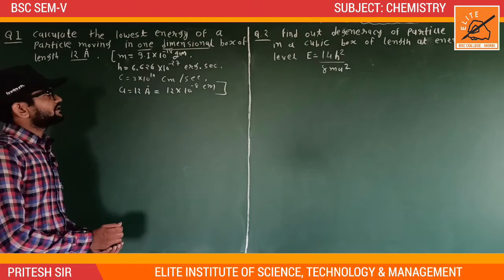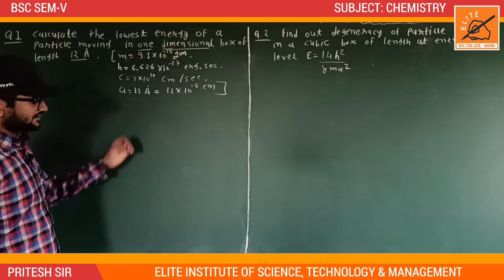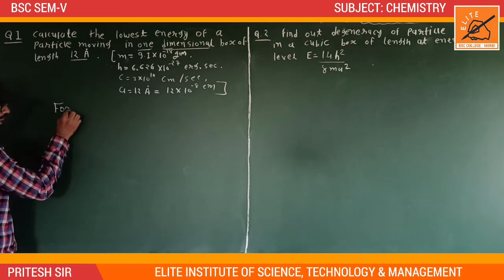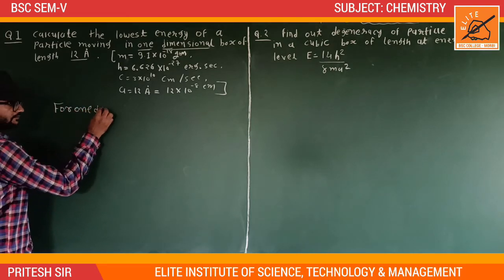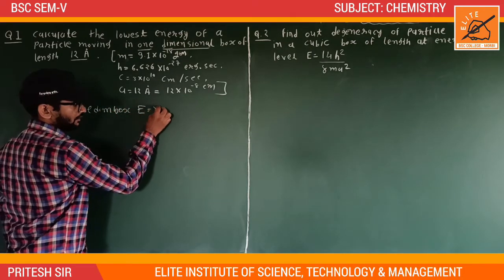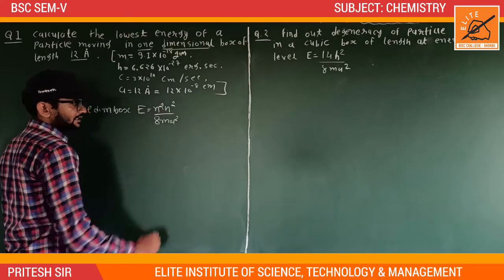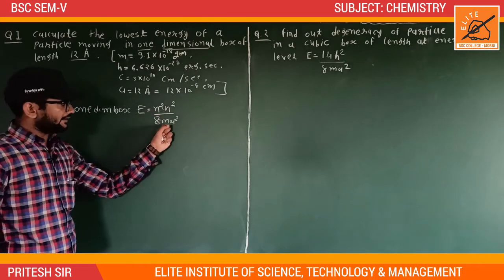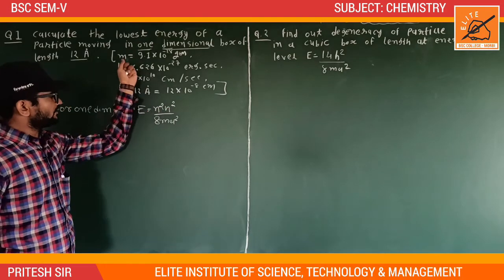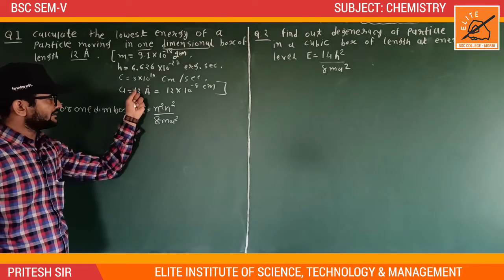Here all units, gram, erg second, centimeter per second and centimeter, are in CGS. First, for a one-dimensional box, what is the equation of energy? E is equal to n square h square upon 8 m a square. Here n is the energy level, h is the Planck constant, m is the mass of the particle, and a is the length, that is 12 angstrom.